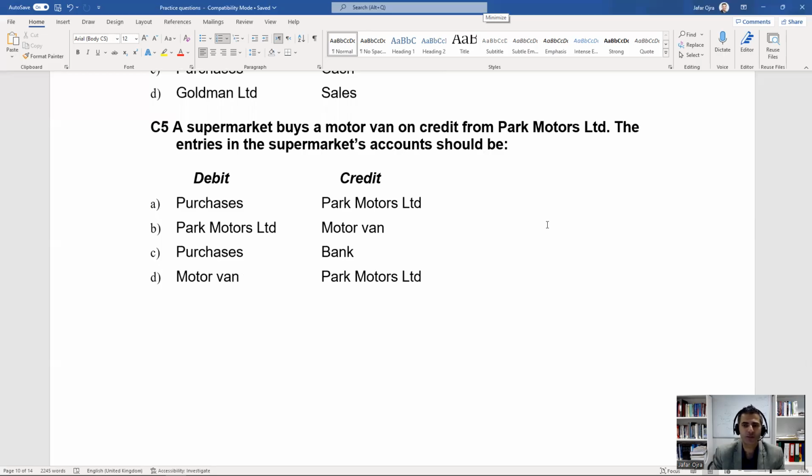So they bought the motor van on credit. This means a trade payable should be there, Park Motors Limited. So here we go. The motor van is an asset, and an asset goes up on the debit side. So the motor van would be on the debit side, and the credit side will be Park Motors Limited. Why on the credit? Because it's a payable, a liability, and liability goes up on the credit side.